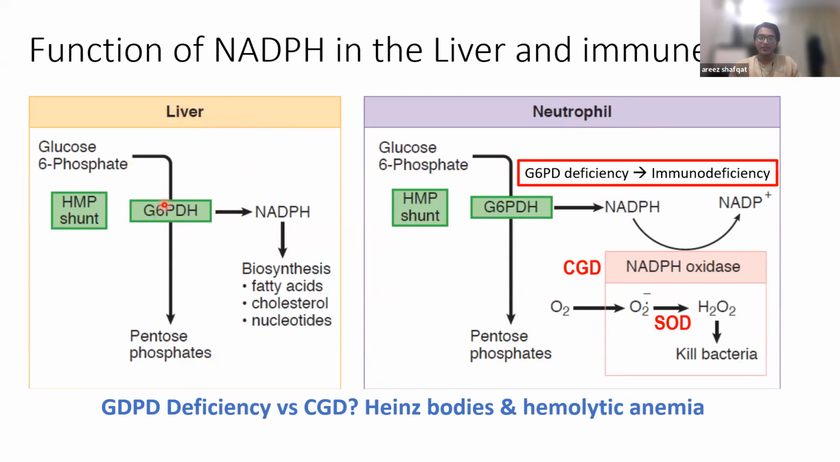In the liver, you see G6PDH, glucose 6-phosphate dehydrogenase, it produces NADPH. NADPH in the liver is used to make things, all right? It's used to make fatty acids, it's used to make cholesterol, and it's used to make nucleotides. It donates this hydrogen to make nucleotides, right? The precursor of nucleotides is ribose 5-phosphate. As part of that synthetic pathway, NADPH plays a role, all right?